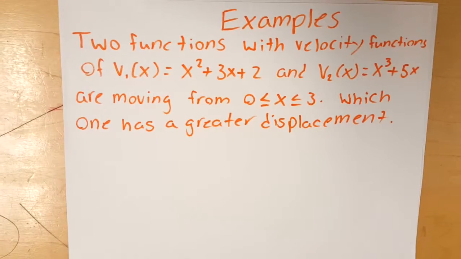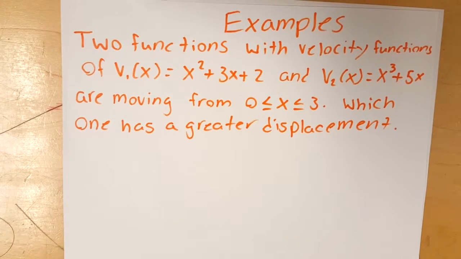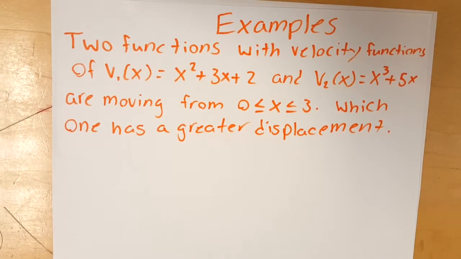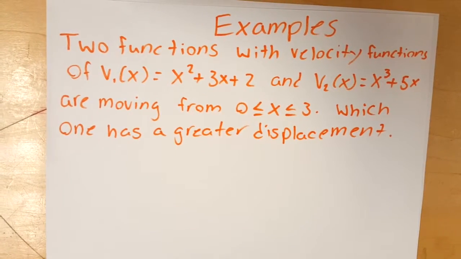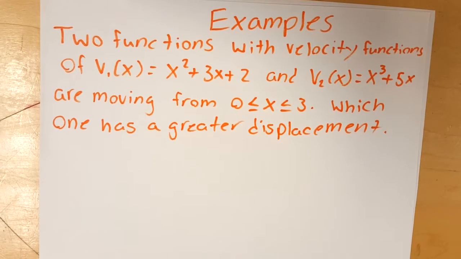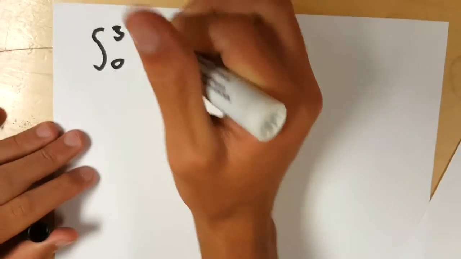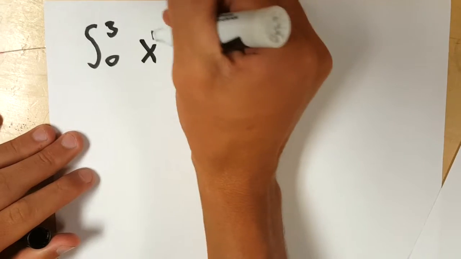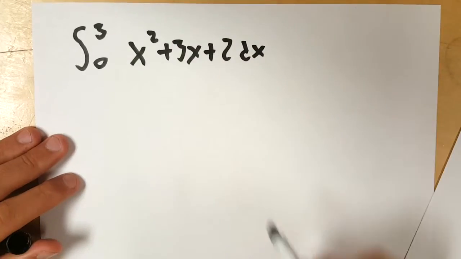First example we're going to do is when we're given two functions with different velocity functions, one being v of x equals x squared plus 3x plus 2, and the other being x cubed plus 5x, and they're going from the interval 0 to 3, and we're trying to decide which one has a greater displacement. So this is a fairly simple equation, and first you just have to integrate both equations. You go from 0 to 3, and it's x squared plus 3x plus 2 dx.